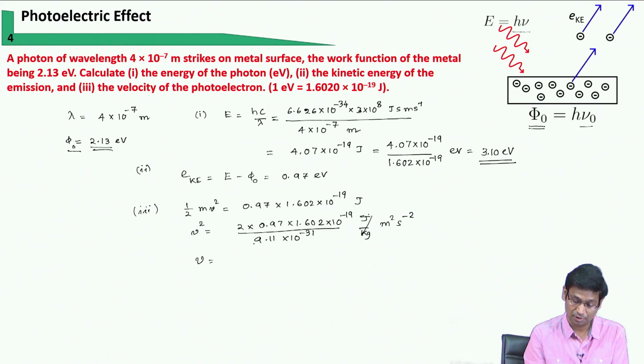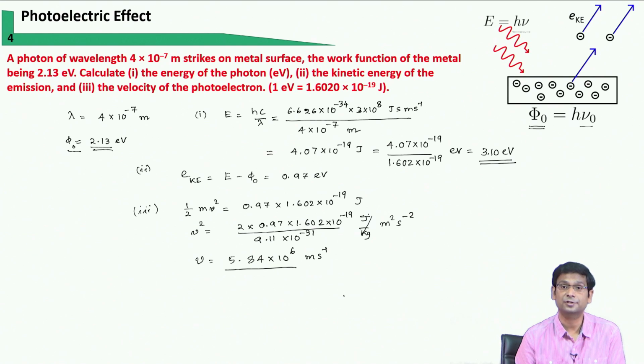and therefore, V will be obtained by taking the square root of this, and when you do this you will get 5.84 into 10 to the power 6 meters per second. So, this is the speed with which this ejected electron will go out. Look at this speed, which is close to 6,000 kilometer per second. So, that is quite a fast electron there.